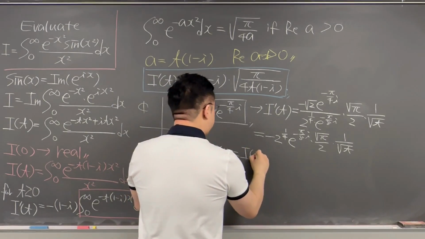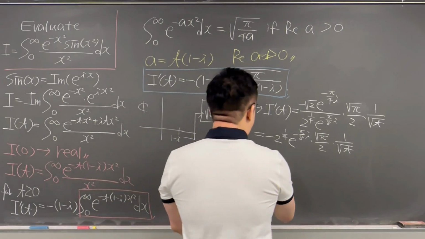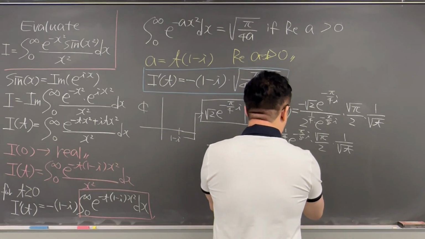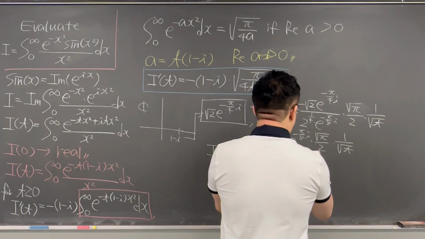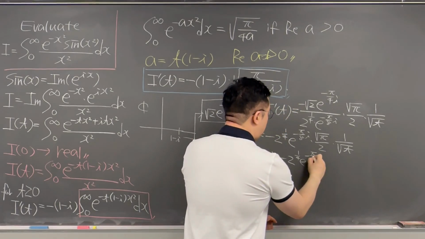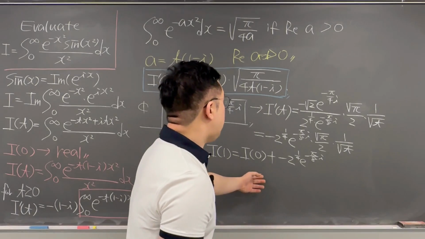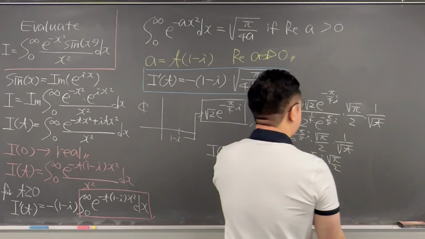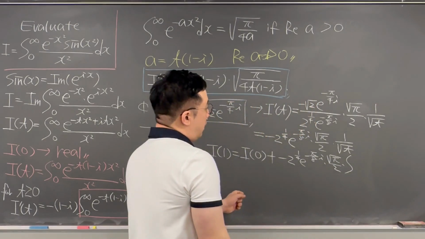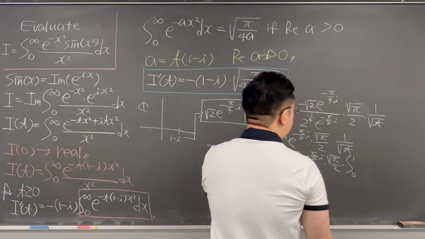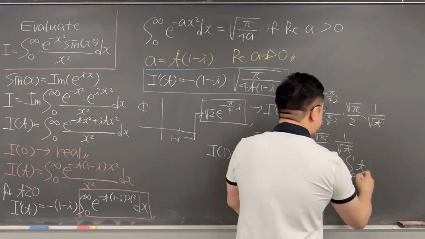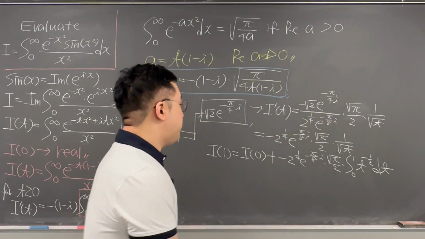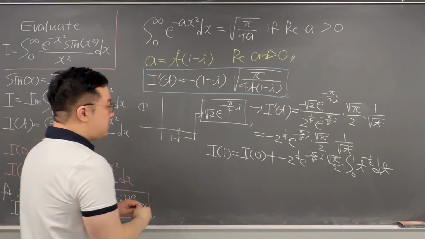is equal to I of 0, plus negative 2 to the power of 1 over 4, times e to the power of negative pi over 8i, times square root of pi over 2, times the integral from 0 to 1 of t to the power of negative 1 over 2 dt.